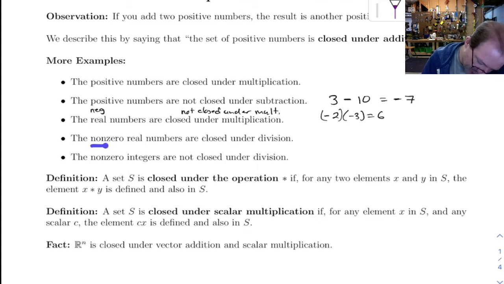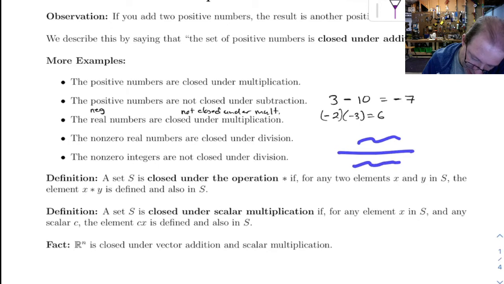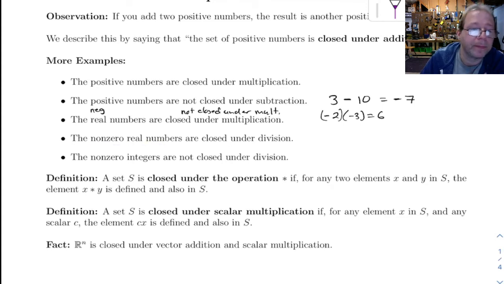Let's see, what about this? The non-zero real numbers are closed under division because if you take any two numbers and divide them, I shouldn't put a zero there. If you put any number up here and any number down there, what you get is going to be a real number. Now this is with the caveat that these are non-zeros. And the non-zero integers are not closed under division. Because if you take a number like 3 and divide it by 7, what you get out of that is not an integer.